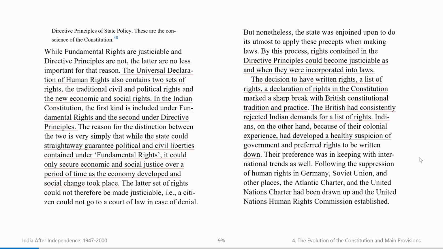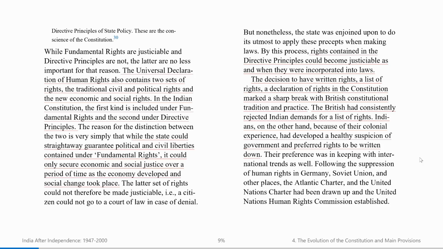The idea being that obviously for a fundamental rights violation you can go to court, and we have Article 32 for that, but DPSPs typically are not justiciable. But the idea being that DPSPs could become justiciable as they were incorporated into laws, and you basically will have acts of parliament.